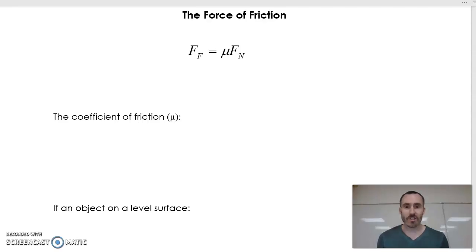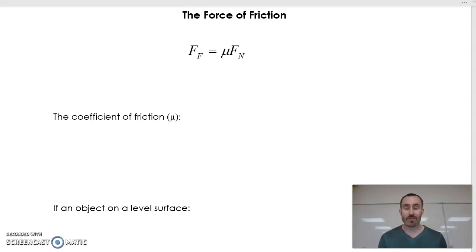The force of friction is the force that resists two surfaces sliding past each other. There are so many applications of this, and you experience it all the time. So I'm pretty sure that you know what the force of friction is, but we're going to use it in a whole bunch of different applications.